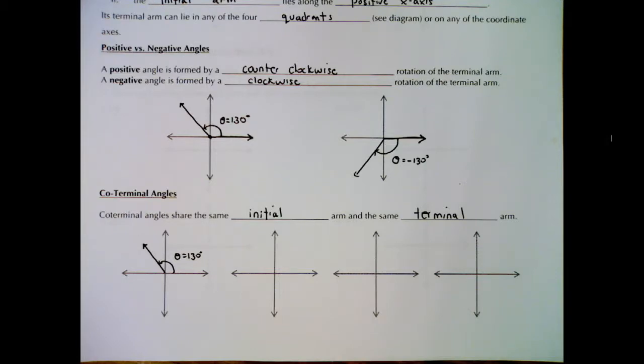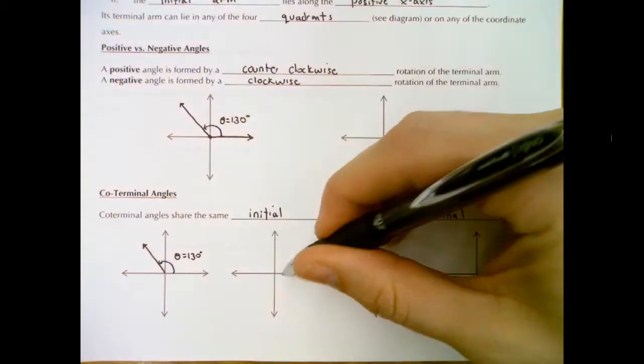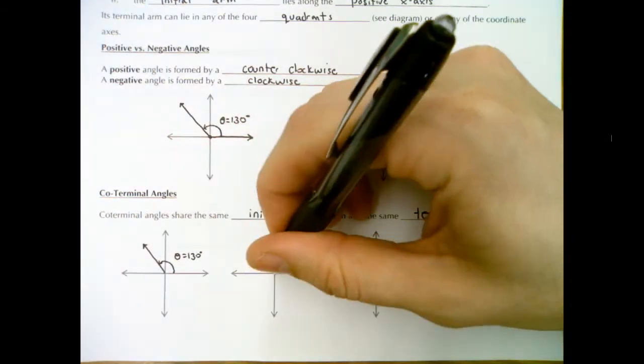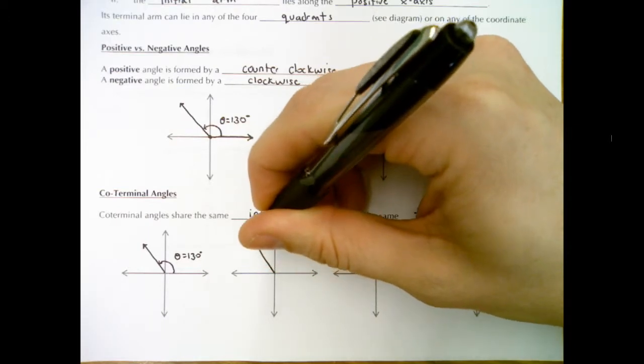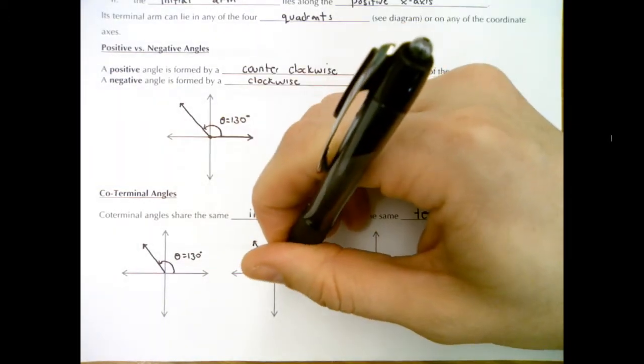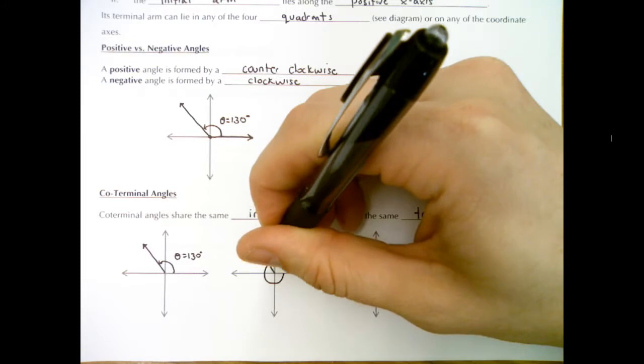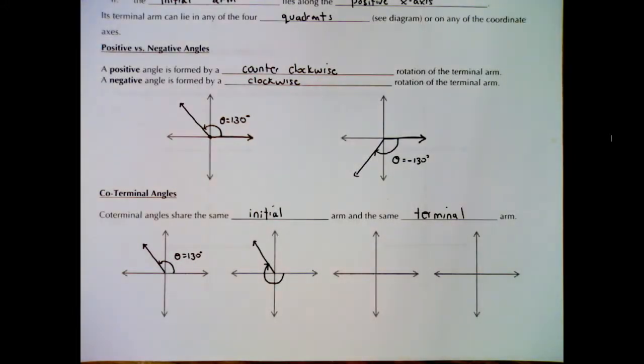Well, I could rotate backwards. I could start at the same initial arm. I could have the exact same terminal arm, but rotate in this direction. And how would I find out what that angle is? Well, I could do a little bit of math.